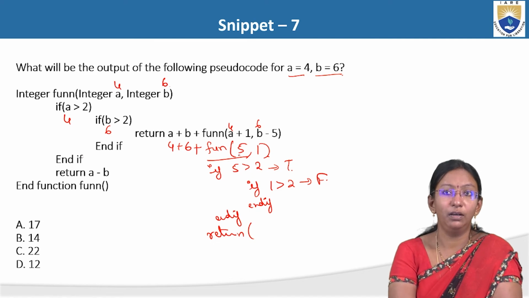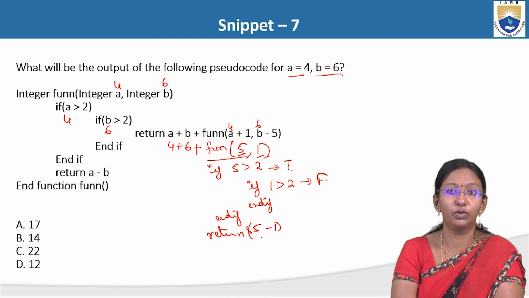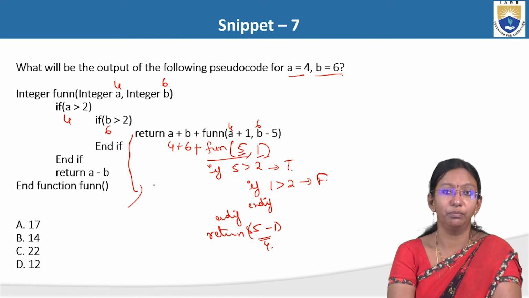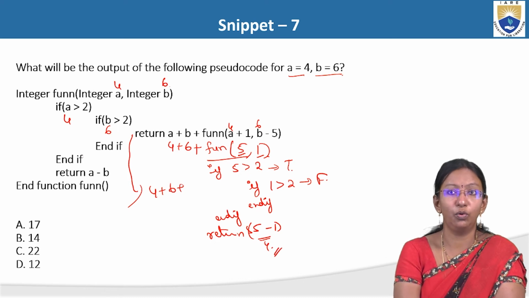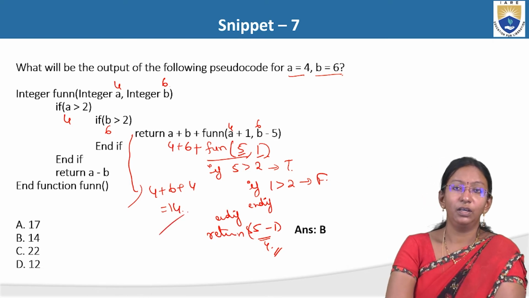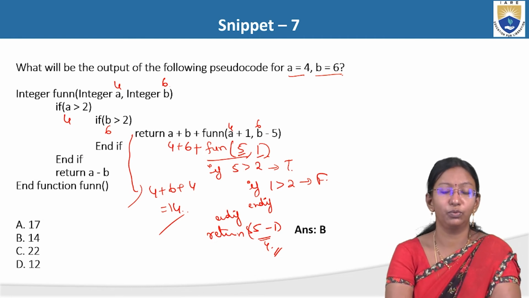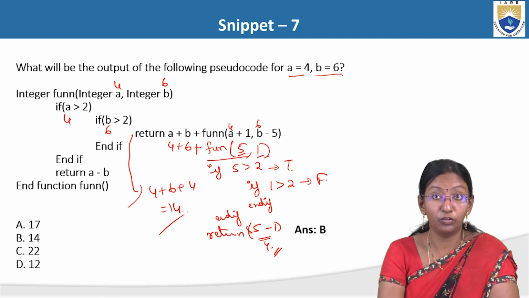What is the value of A? 5. B is 1. So 5 minus 1, it is going to return 4. So overall, when you come to the return statement of our main function, 4 plus 6 plus the return value of this recursive function, which is 4. So the answer is 14. So this is how these simple pseudocodes will be evaluated, guys. So let's go with the next one.